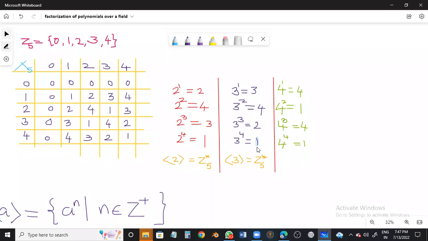Now, if I deal with element 4, what do you watch? 4 raised to 1 is 4, 4 squared is 1, 4 cubed is again 4, and 4 raised to 4 is 1. So the elements 2 and 3 are never generated by 4. So 4 cannot be called a generator. So what are the possible generators? Only 2 and 3.